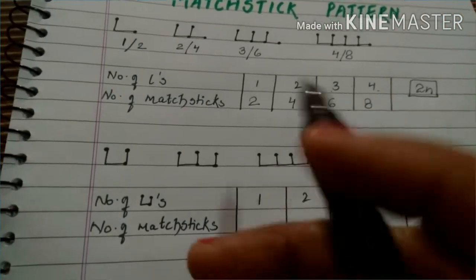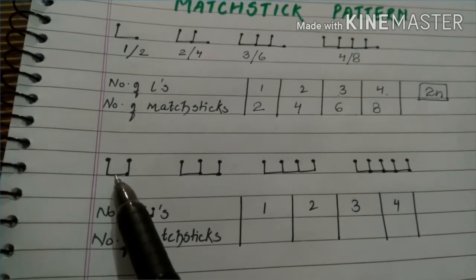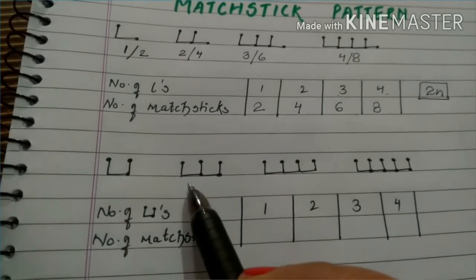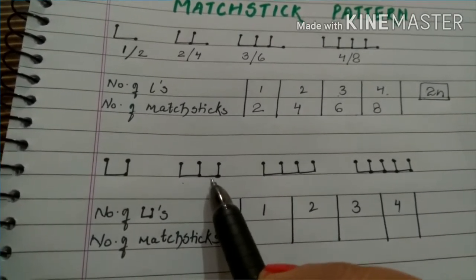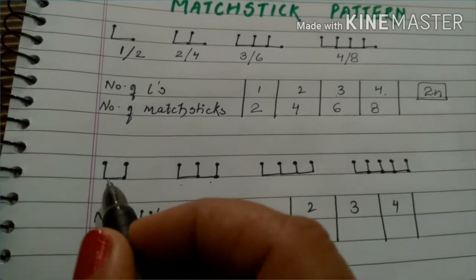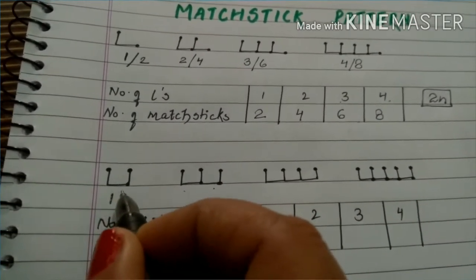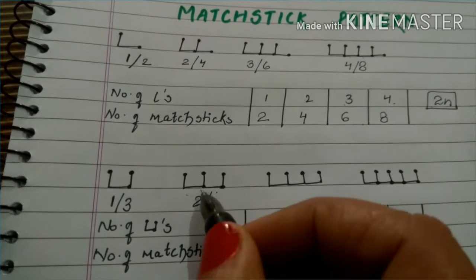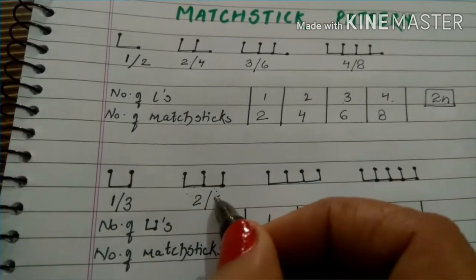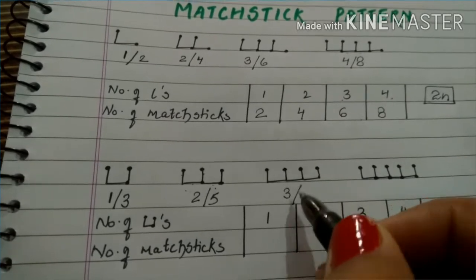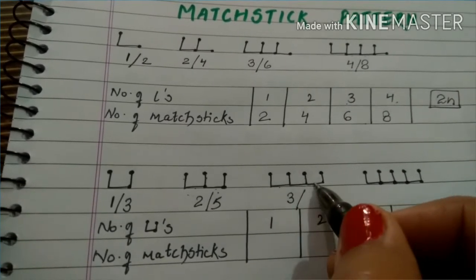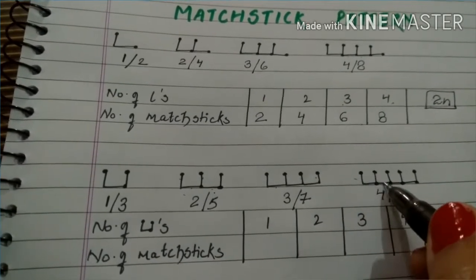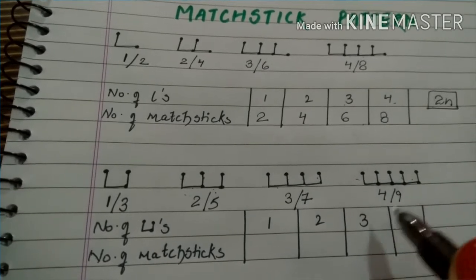Now let's understand with one more letter. With 3 matchsticks we can make a U. For 2 U's, the number of matchsticks increases. So let's start writing and counting. For 1 U, we have used 3 matchsticks. For 2 U's, we have used 5. For 3 U's, we have 7. And for 4 U's, we have 9 matchsticks.